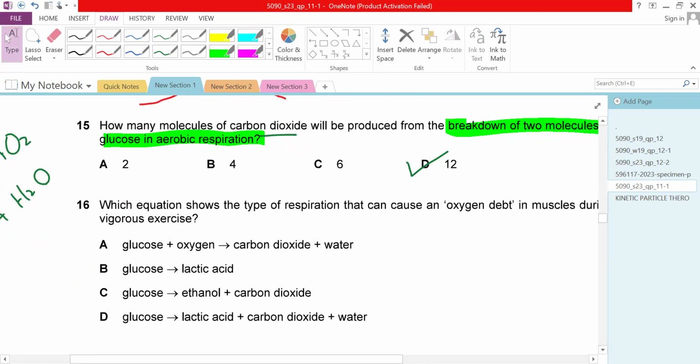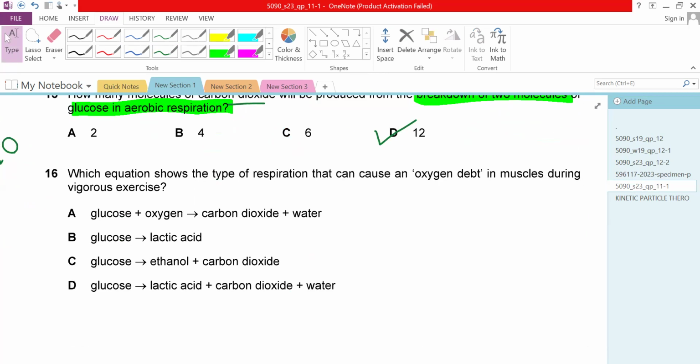Then which equation shows the type of respiration that can cause an oxygen debt in the muscle during the previous exercise? Oxygen debt means less, or you can say the shortage of oxygen.